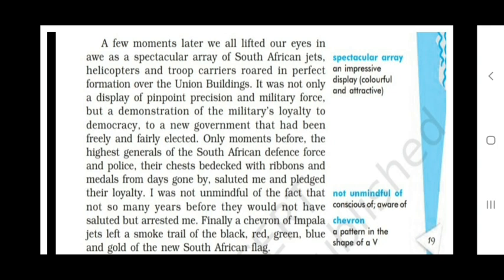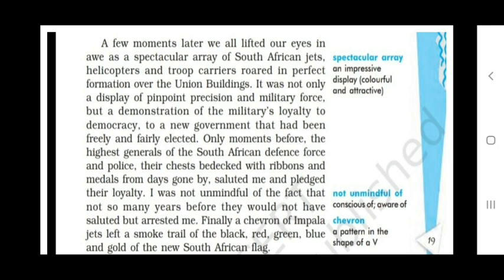Finally, a chevron of Impala jets left a smoke trail of the black, red, green, blue, and gold of the new South African flag. So, how many colors are there in the South African flag? There are 5. And what are they? Black, red, green, blue, and gold.